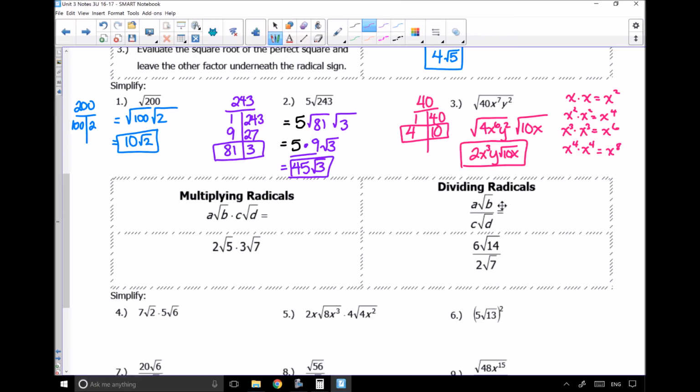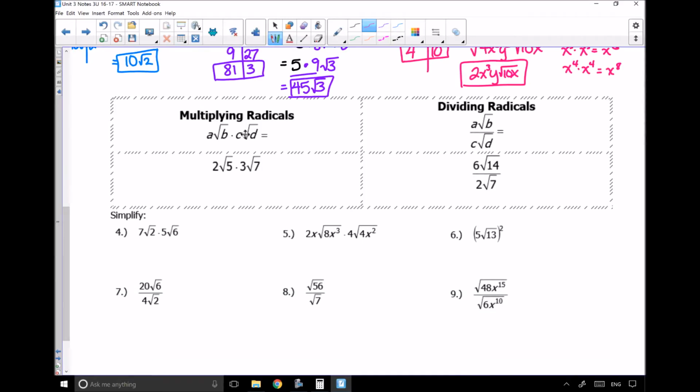All right, so the next thing we're going to talk about is multiplying and dividing radicals. So if you notice right here, we have a root b times c root d. So essentially, all I'm going to have to do is just multiply my coefficients. So here my coefficients are a and c, so I would multiply a by c. Then I would multiply my radicands, so b times d, but they'd be under the square root sign. And then I would simplify if possible.